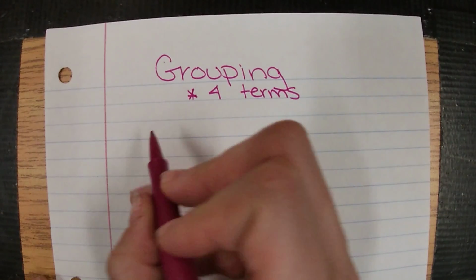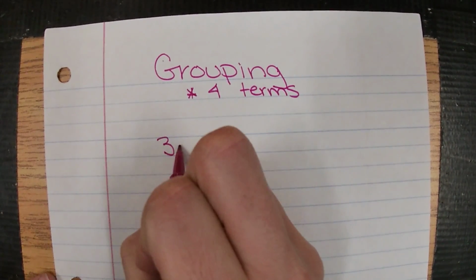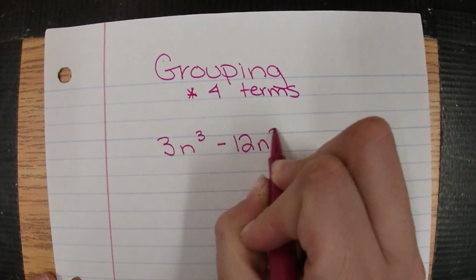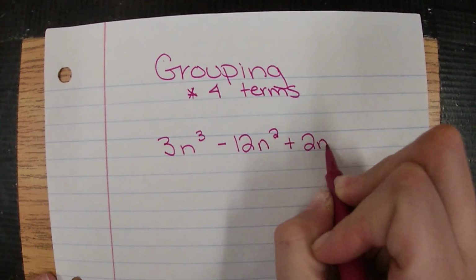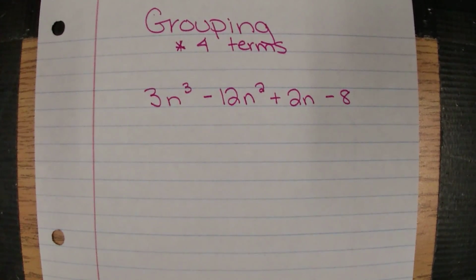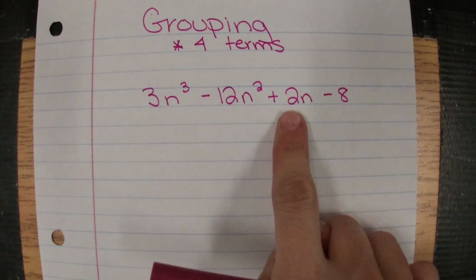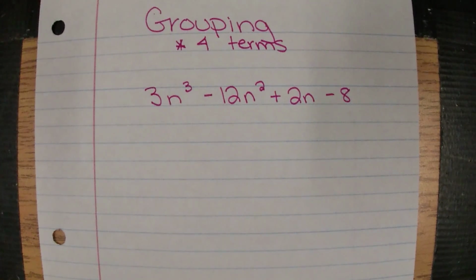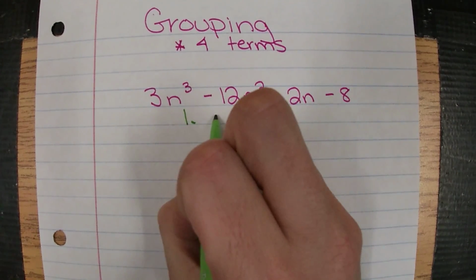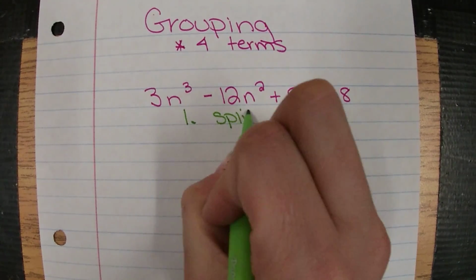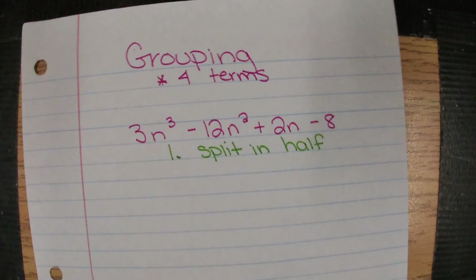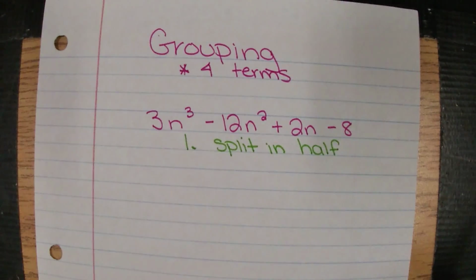So let's say we are given the polynomial 3n to the third minus 12n squared plus 2n minus 8. Okay, so we have 4 things: 1, 2, 3, 4. The first thing that we are going to do is split this in half. Well, that's good news, right? Hopefully you all know that half of 4 is 2. So we want 2 terms one way and 2 terms the other.